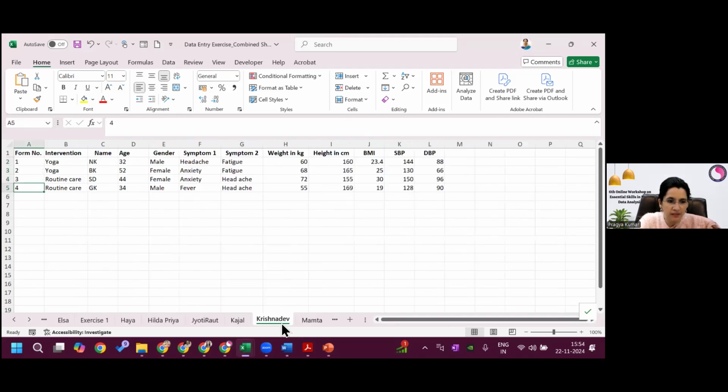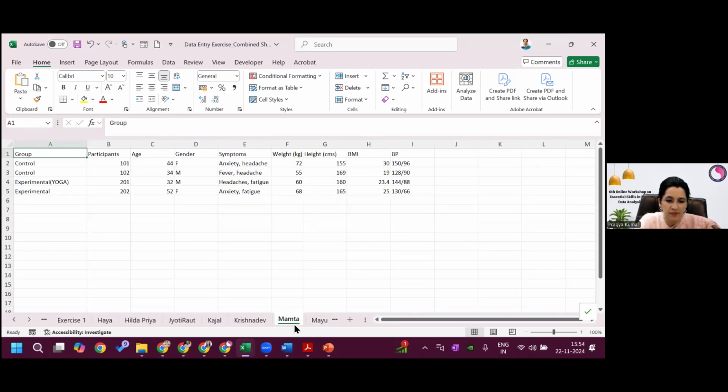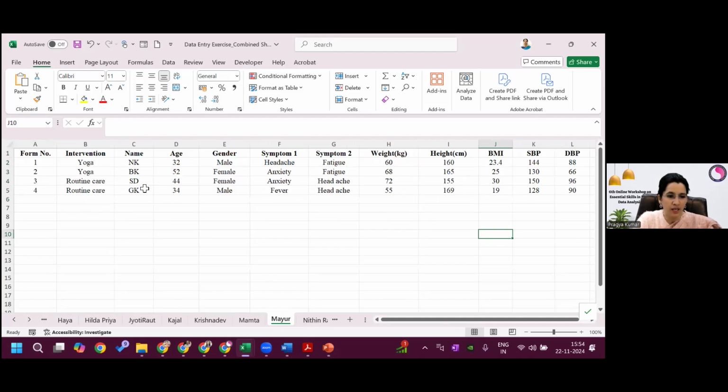Coming to Krishnadev, he has done it like symptom 1, 2. They should have been headache present, fatigue present, absent. But he has entered SBP, DBP differently. Mamta is all okay, symptoms in the same, anxiety, headache, and again BP in a separate column. Mayur has done it okay, intervention, name, gender, but again symptom 1 and 2. They should have been headache present, absent, anxiety present, absent.